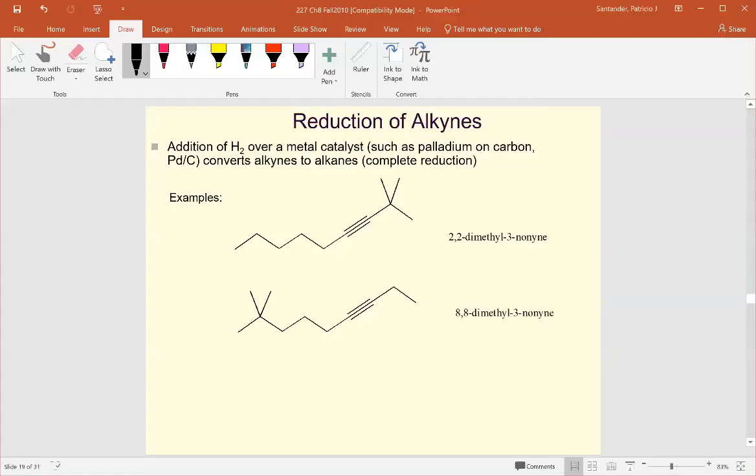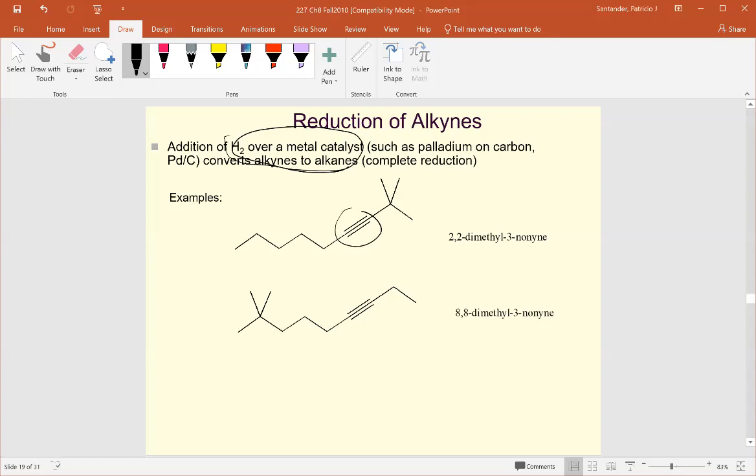Let's continue talking about the reduction of alkynes. So here, just a reminder of the three different ways you can reduce alkynes. You can use hydrogen and a metal catalyst, like palladium on carbon. That is the same catalyst that we were using for reduction of alkenes. And the result is that you will get the complete reduction. So the alkyne, the triple bond, will go to a single bond, just one sigma bond. So you will have a reduction all the way from the alkyne to the alkane.